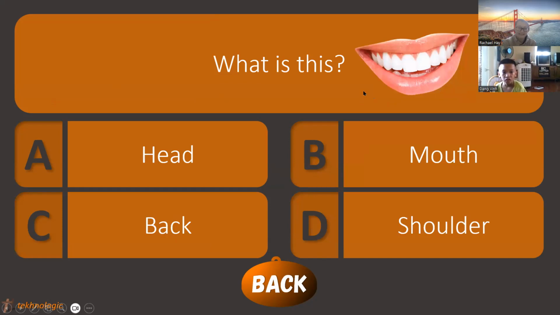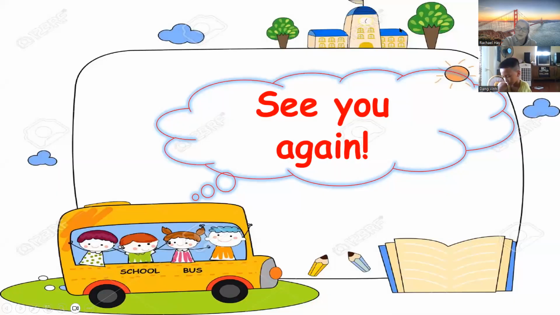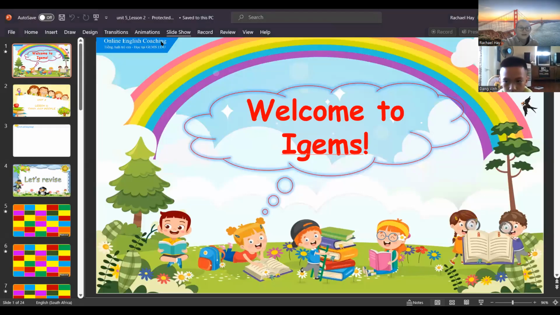Okay, what is this? Mouth. Mouth, good. And where is mouth? B. Okay, what is that called? It's a bed. It's a bed, well done. Okay, good job. We finished that one. Give me a moment. Let's start the next. Okay. Good. So next one, let's see what we're doing.